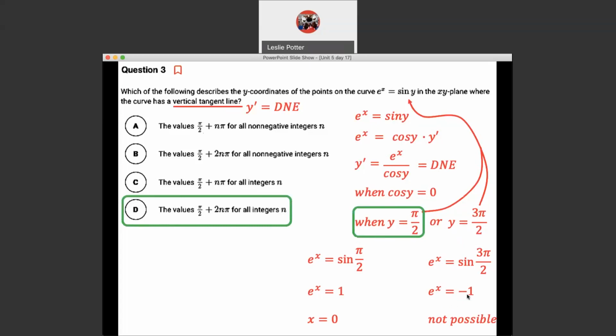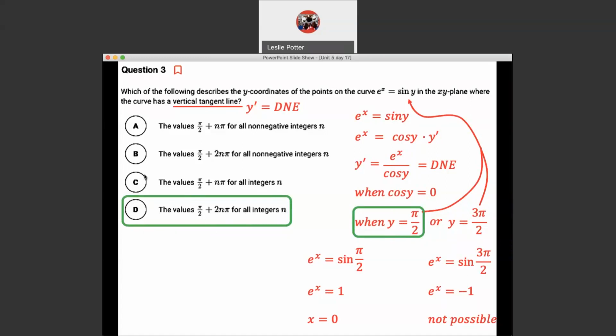So that means we have no x coordinate to go with this y coordinate for a vertical tangent line to exist. So we have to rule this out and see that we only have viable solutions when we're at the top of that unit circle at pi over 2. And so in this scenario we do not want the 3 pi over 2.